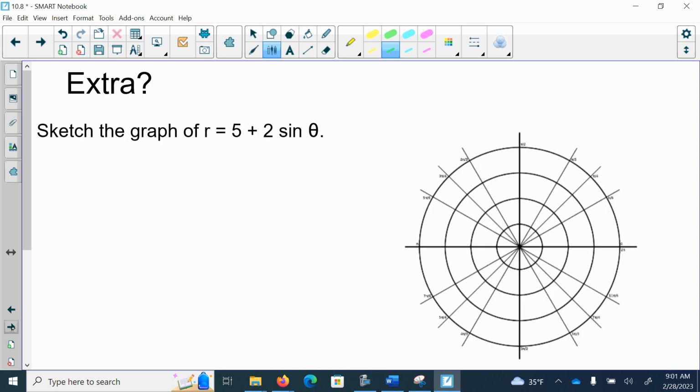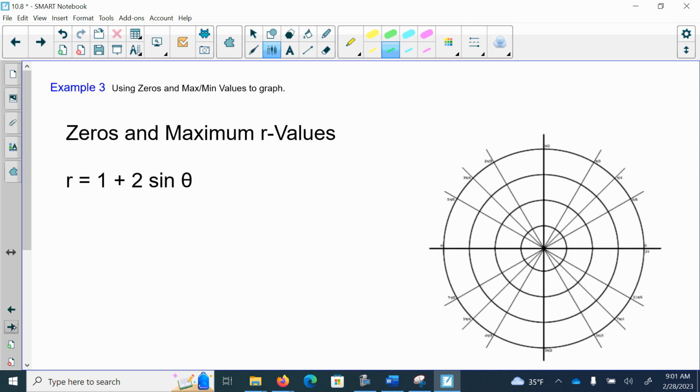So let's go to another one. This one I'm going to use my maxes and my mins and my zeros to sketch a graph. In regular math and regular points, we tend to use the zeros a lot to graph. But the problem with zeros in polar is that the 0 is going to be here. So if I have an angle of 0 degrees, I'm going to be at the pole. That really doesn't help identify the shape of my graph at all, because it's just going to be a dot at the pole. But I'm still going to identify where those zeros take place.